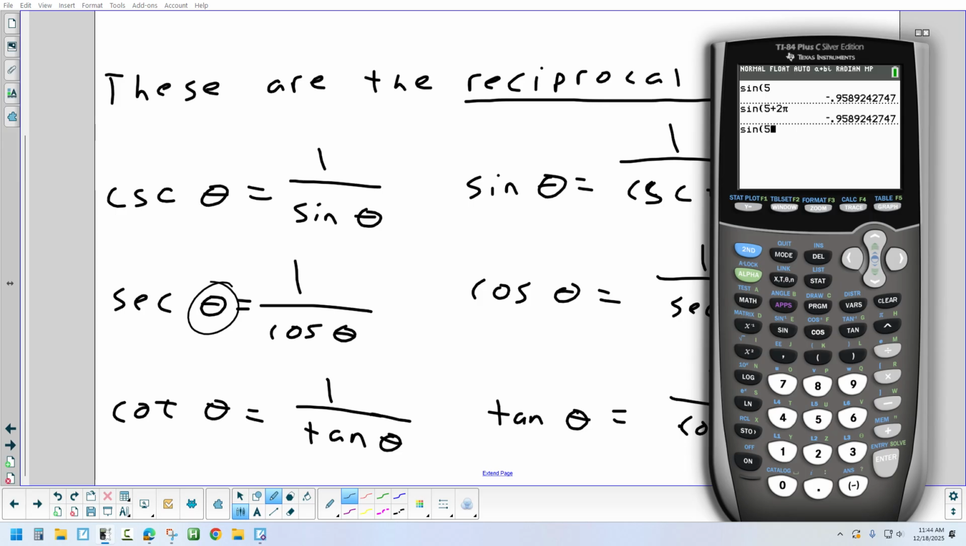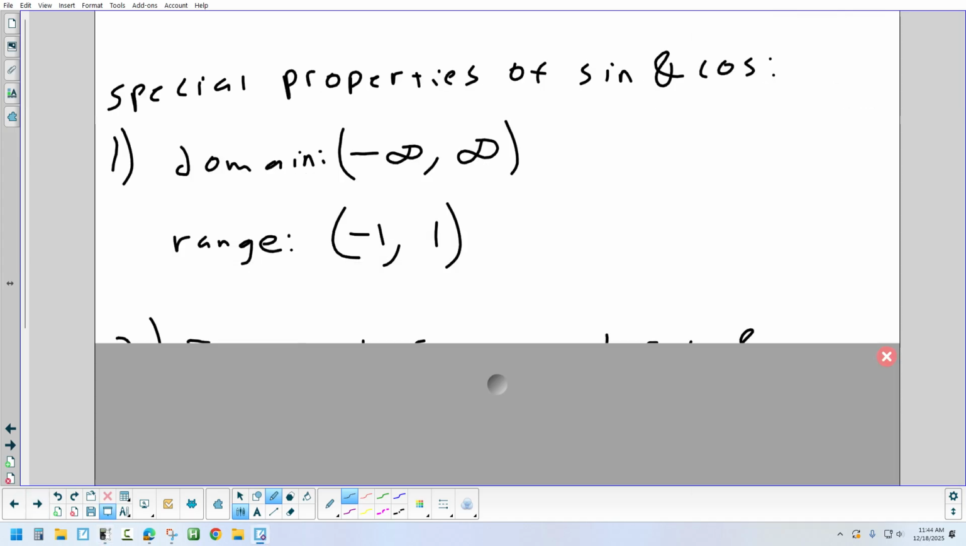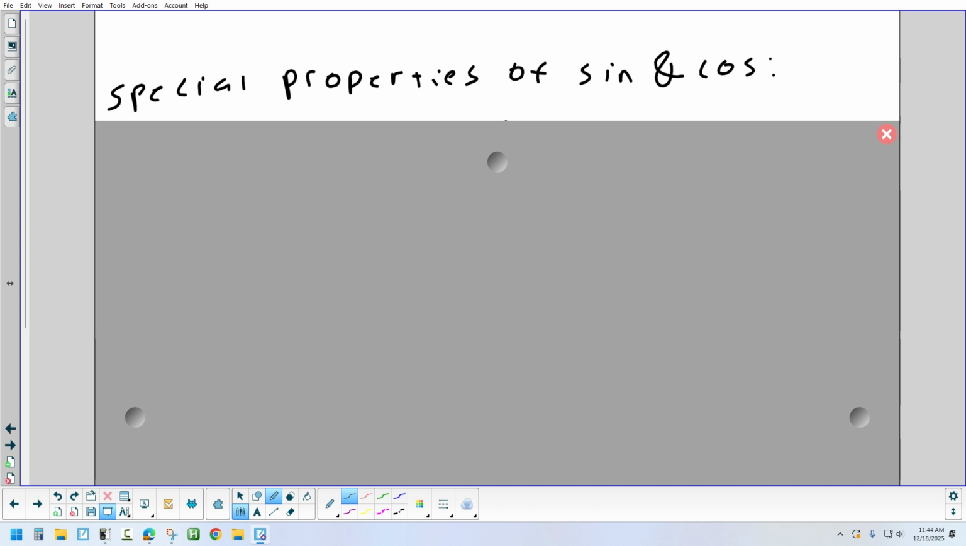What if I add 2 pi twice? How much would that be? It would be 4 pi. It'd still be the same thing. Plus 6 pi, plus 8 pi, plus 10 pi. I can add and subtract 2 pi as many times as I want, and it will not change the answer.